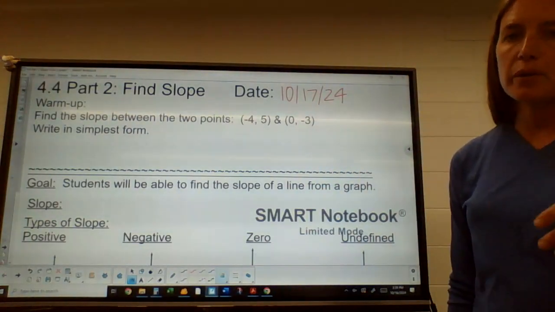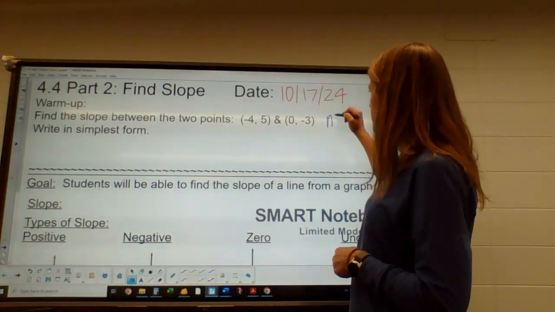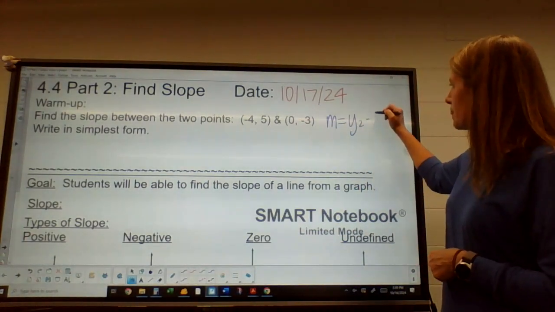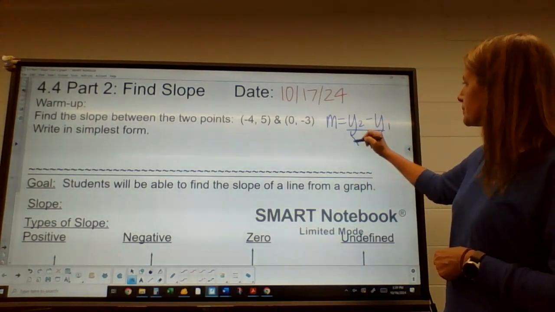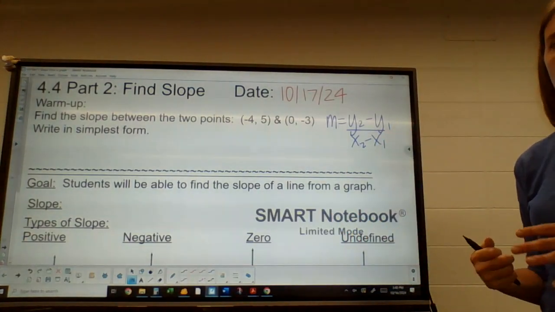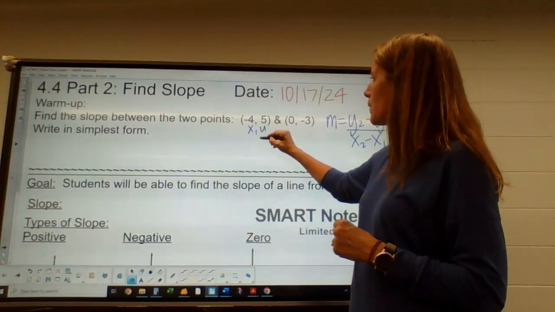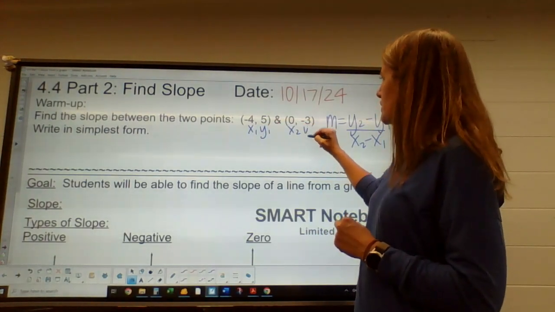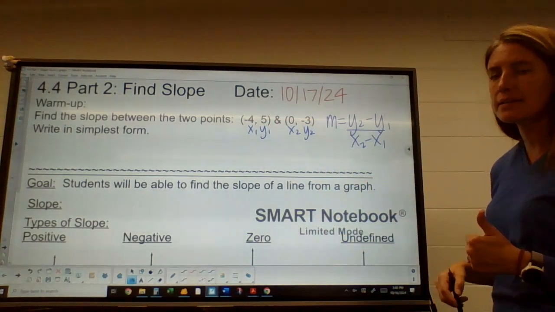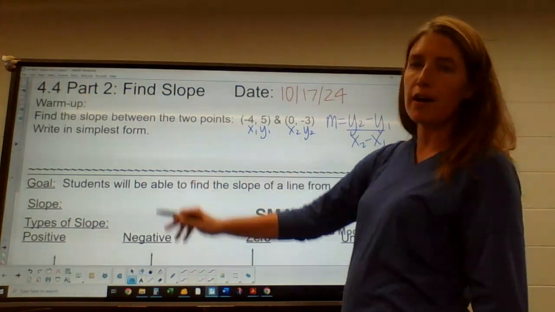So we're going to review what we talked about yesterday, which was slope. That was our slope formula, which we learned as a new formula. And those x's and y's come from our coordinate points here. So this is x1, y1, x2, y2. This is what you did for homework last class. So we're going to put all of that into our formula, and then we're going to simplify it.